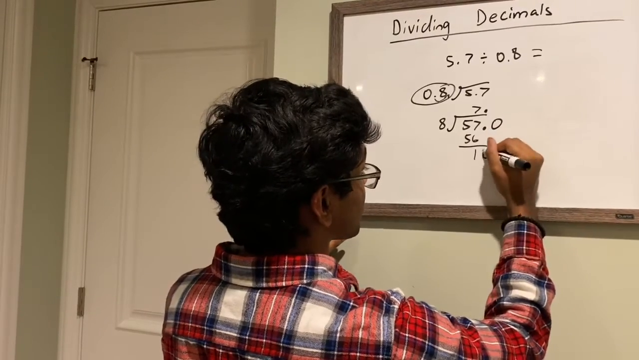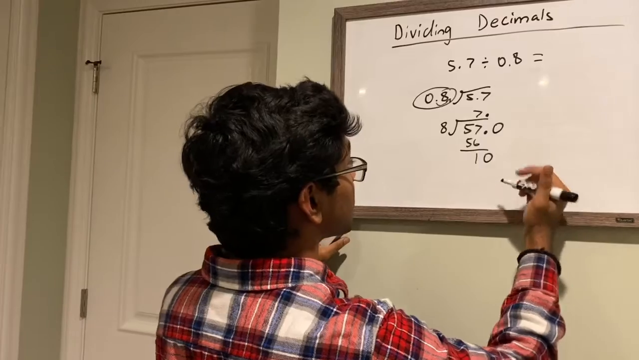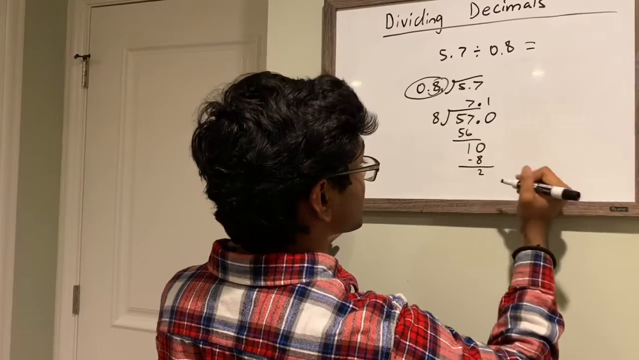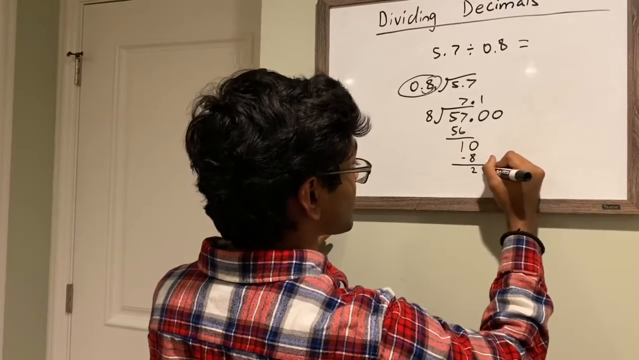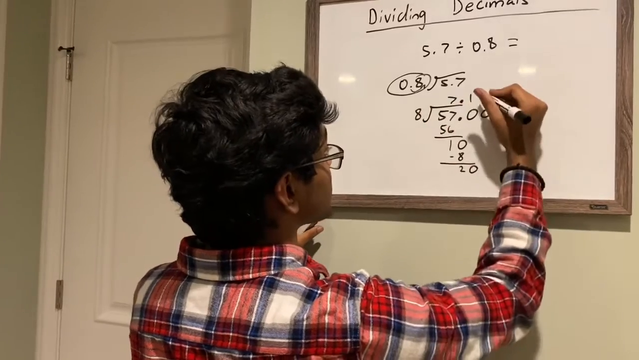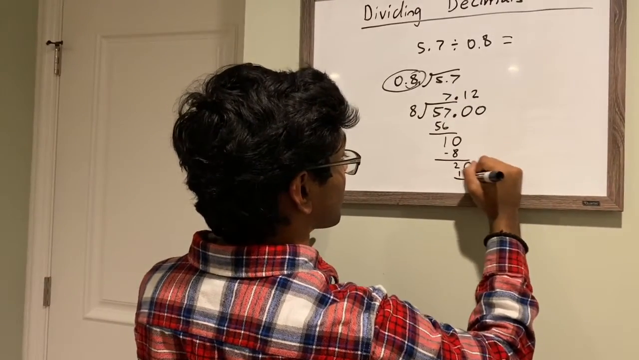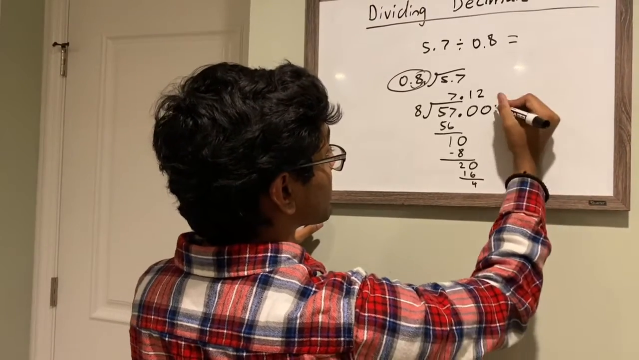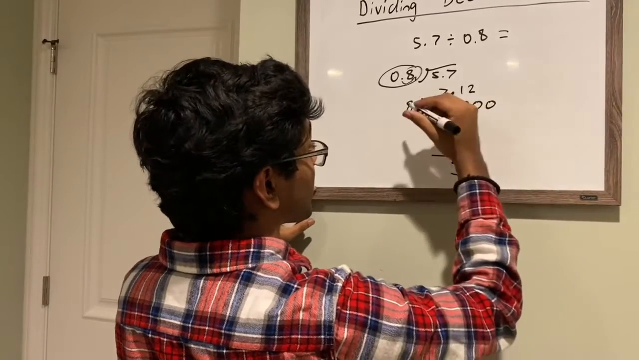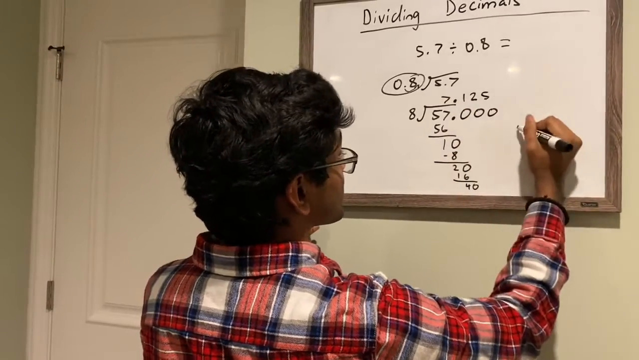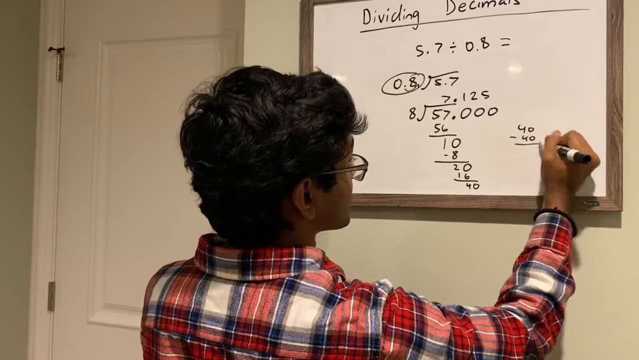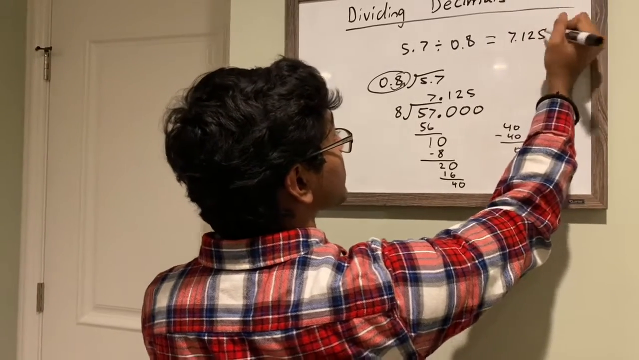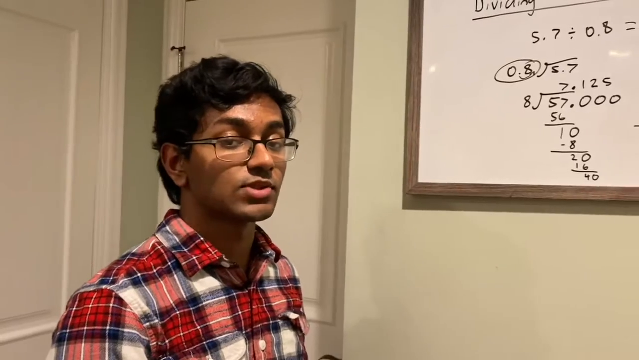And now we would bring down a 0, and now we would see how many times 8 goes into 10. And 8 goes into 10 one time. So 1 times 8 is 8, we have a remainder of 2. And now we can add another 0 and drop it down again. So 8 goes into 20 2 times. 2 times 8 is 16. So now we have a remainder of 4. But now, because we still have a remainder, we need to bring down another 0. But now 8 goes into 40 5 times exactly. So 40 minus 40 is 0. So we have a remainder of 0. So our answer is 7.125. And that's how you divide 2-digit decimals by another 2-digit decimal.